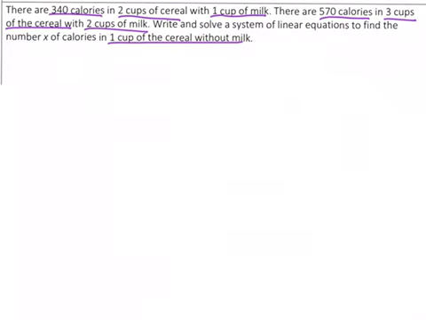Okay, so these are the same situations to find our equation. Go ahead and pause the video and write down the 2 equations that we're going to have in our system. It's a big hint. Each sentence is an equation.